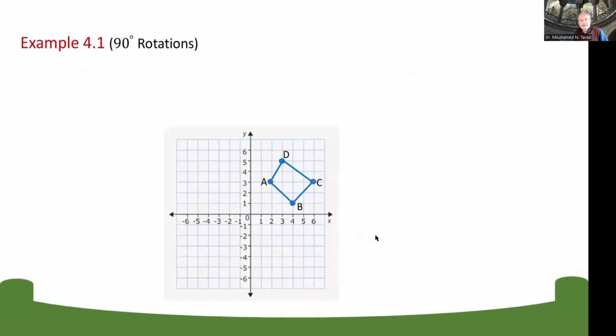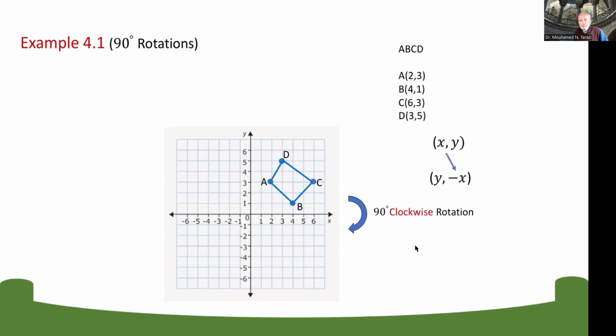Now, let's see some examples here. 90 degrees rotations, examples. 90 degrees to the right. See, we're going here. Now, this is going to end up being here. Be careful about that. So I'm going to find out the coordinates of these points. A is (2, 3), B (4, 1), C (6, 3), D (3, 5). Here's the rule now. We're going to the right.